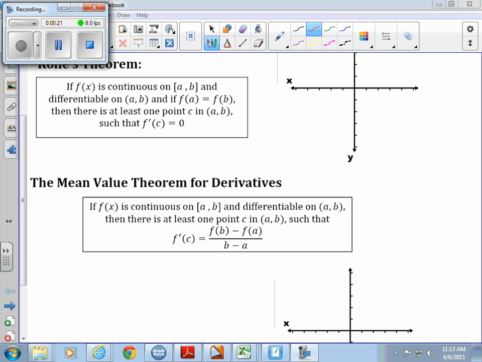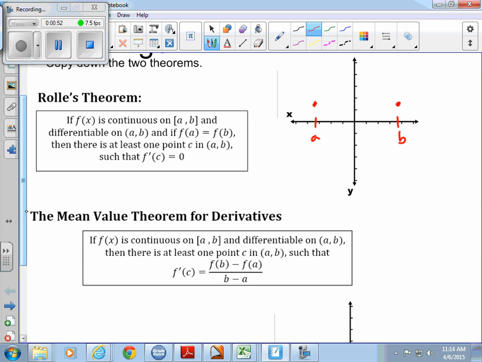Rolle's theorem says if a function is continuous on a closed interval a to b, and you need to know all of these things, so we have a continuous function on a closed interval from a to b, and it says that f of a equals f of b. So wherever f of a and f of b are, those are equal values. The y value of a and y value of b are the same. Remember, it's differentiable. Then there is at least one point c in that interval ab where the derivative is 0.